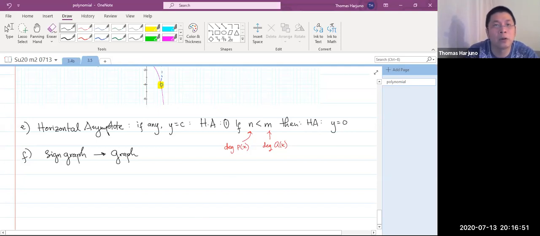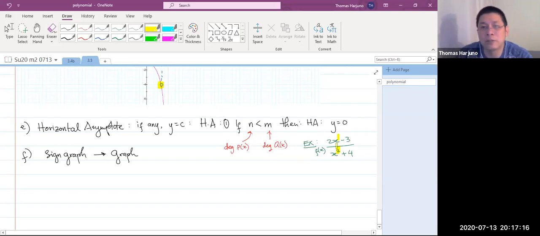For example, let me do a little example. Let's say, for example, if I have (2x minus 3) over (x squared plus 4). Notice that the degree on the top is 1, the degree at the bottom is 2. When x is very, very large, this will be large, but this will be even more large.